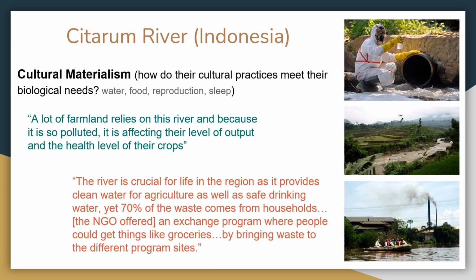So let's apply cultural materialism to our river example. The first student quote is, "A lot of farmland relies on this river, and because it is so polluted, it is affecting their," meaning the farmers, "level of output and the health level of their crops." So it's linking the environmental dilemma to the human need to feed one's self and one's family.